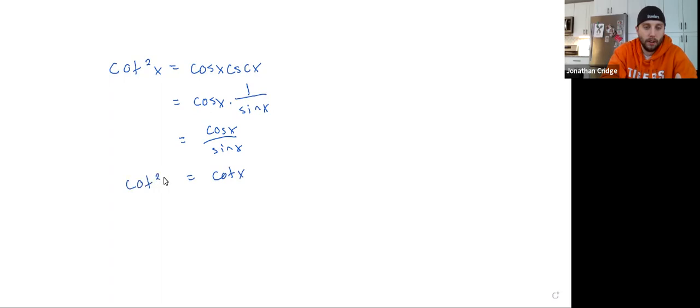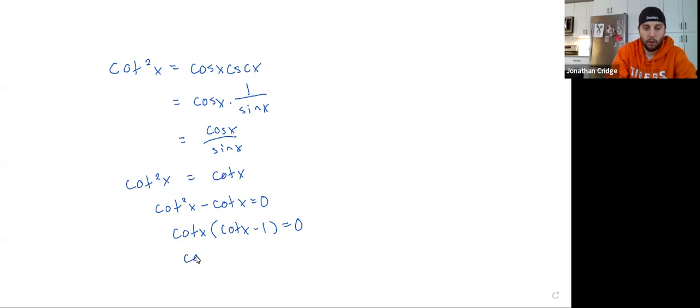Okay, so once I do that, now I have all cotangents that I'm working with here, which makes solving this equation a little bit easier. Okay, again, don't divide both sides by cotangent or you're going to lose some answers. So instead, I'm going to subtract this cotangent of x onto the other side. And then I can factor out a cotangent. Okay, so I have cotangent of x equals 0 and cotangent of x equals 1.